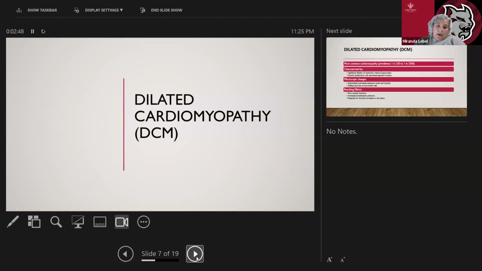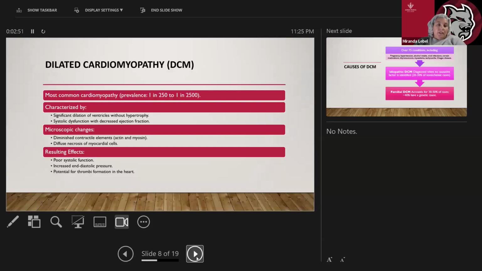So, let's talk dilated cardiomyopathy. The most common cardiomyopathy is dilated cardiomyopathy. Prevalence is 1 in 250 to 1 in 2,500. It's characterized by significant dilation of ventricles without hypertrophy, and systolic dysfunction with decreased ejection fraction. There are microscopic changes, so we'll have diminished contractile elements, actin and myosin, and diffuse necrosis of myocardial cells, and this will result in poor systolic function, increased end-diastolic pressure, and potential for thrombi formation in the heart.